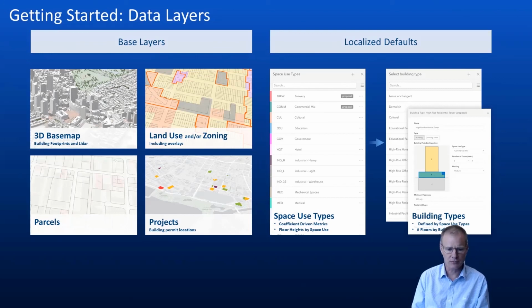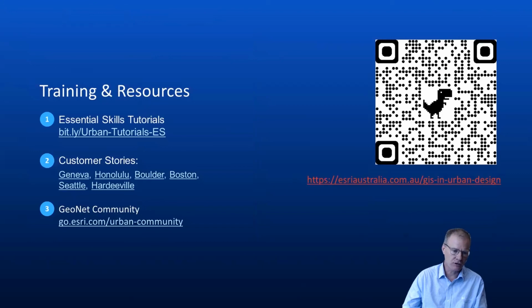So space use types, these are specific to your city. You design your own space use types, what can be built in those, what the building forms are associated with those, and then building types as well, how those buildings are constructed. You build those information models, and that provides you with the level of capability that you need to make something that's useful for your environment.